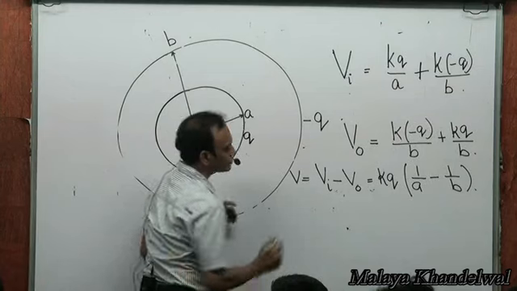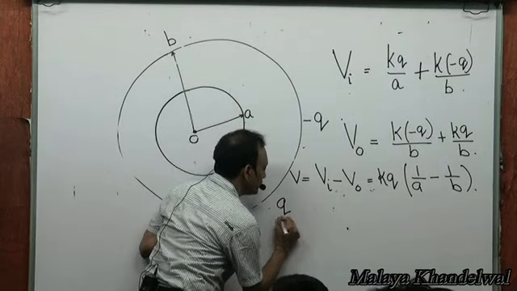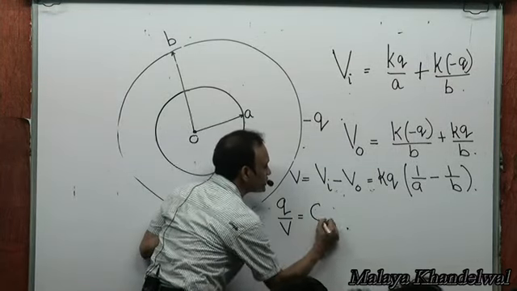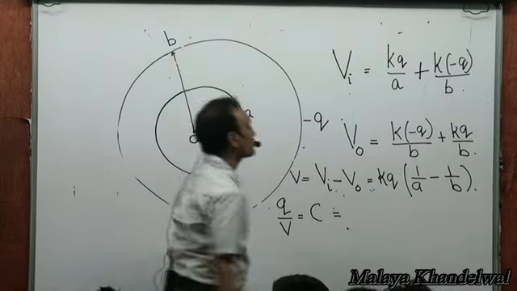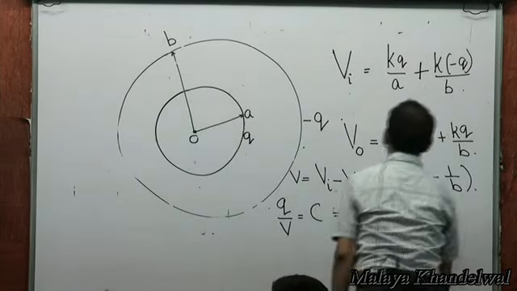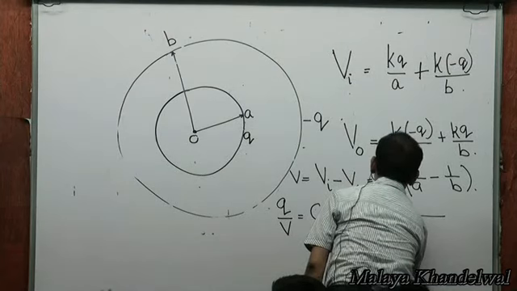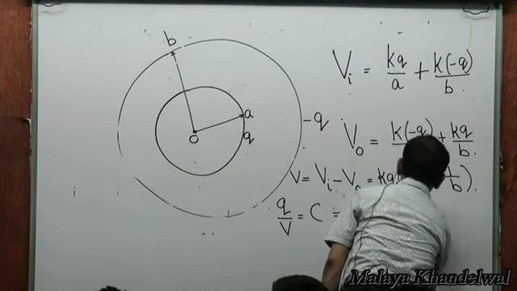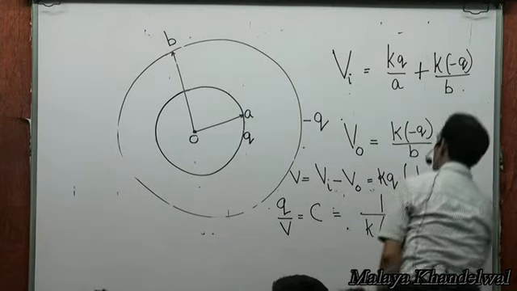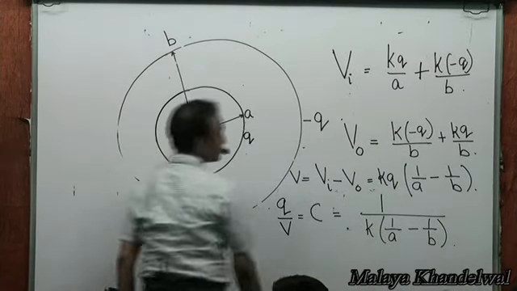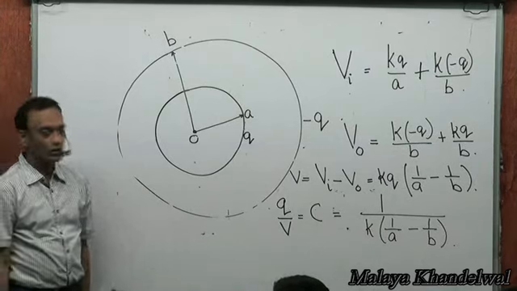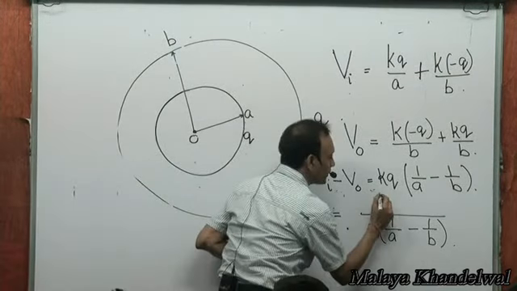So Q by V is the capacitance of this arrangement of a pair of concentric shells, and that is very clearly 1 by K into 1 by A minus 1 by B. Yes or no? 1 by K is like 4 pi epsilon naught.